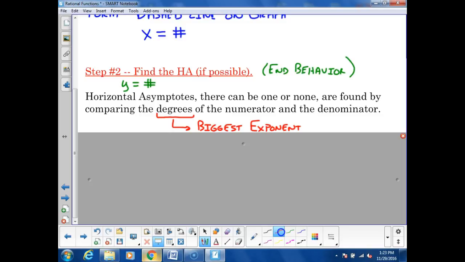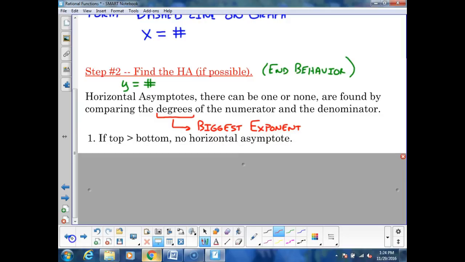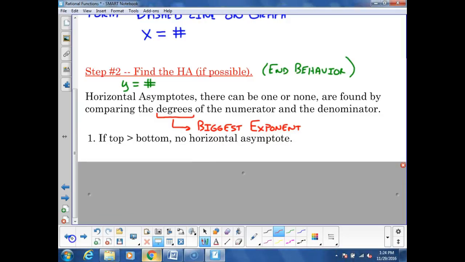When you're comparing two numbers, what are your three choices of outcomes? I got a number on the top and I got a number on the bottom. What are my three possible outcomes? Top could be bigger. Bottom could be bigger, or they can both be the same. So option number one, top is bigger. If the top degree is bigger than the bottom degree, there's no horizontal asymptote.